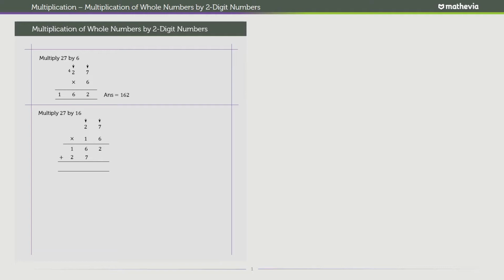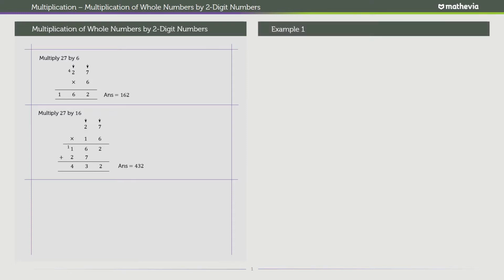So add the numbers there, column by column. We start off with 2, and we have 2 plus nothing gives us 2. 6 plus 7 gives us 13. We write 3 and we carry 1. Then we have 1 plus 1 plus 2, and that gives us 4, which tells us that 27 times 16 is 432. Very simple, very straightforward.